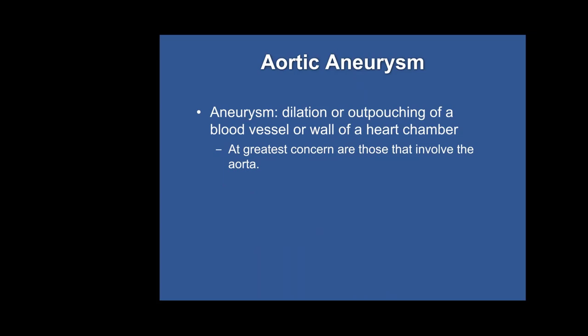Aortic aneurysm, right? An aneurysm is a dilation or outpouching of a blood vessel wall. Greatest concern with those obviously in the aorta, right? So an aneurysm anywhere is not good. We're worried about that blood vessel rupturing. If it's happening in the aorta, right? The aorta is the biggest artery. It's under the most pressure. So if it ruptures, there's rapid blood loss really, really quickly and a high fatality rate if it actually gets to the point of rupturing.